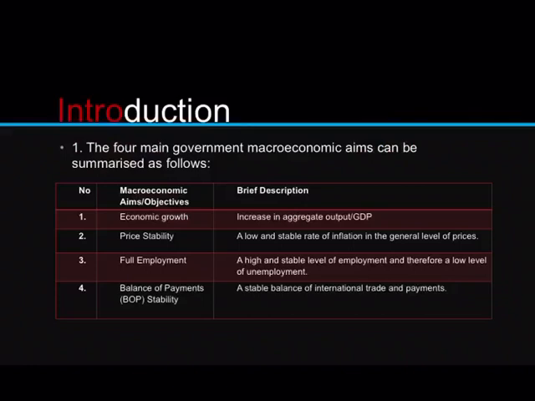Secondly, we look at price stability. When we talk about price stability, it means we don't want a hike in the price. We don't want a price increase. Price means not one particular price, but the prices of all the goods and services in a country. We don't want an increase in the prices, a hike in the prices of goods and services in a country.